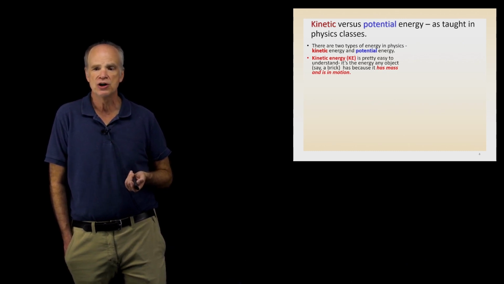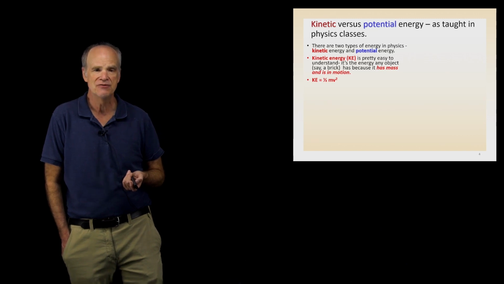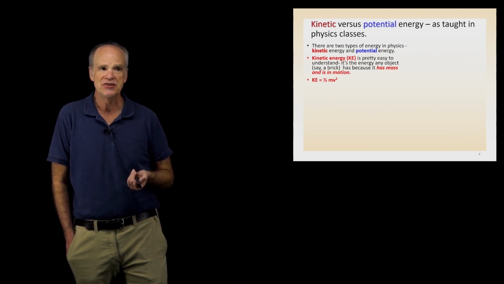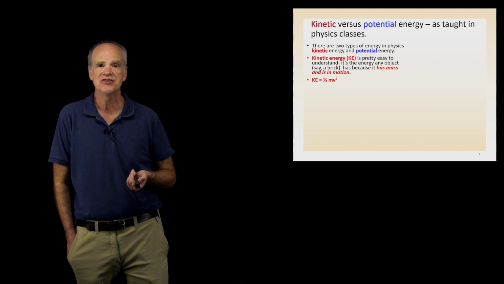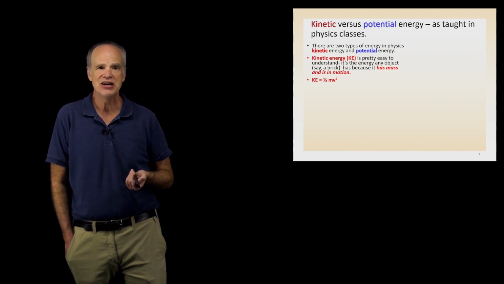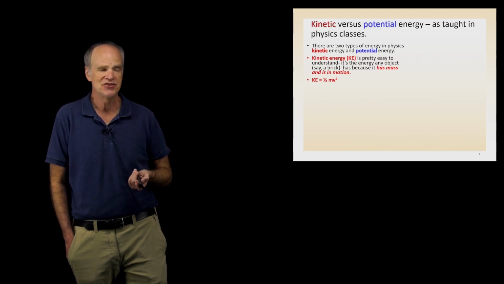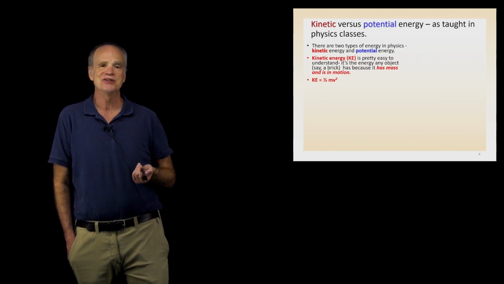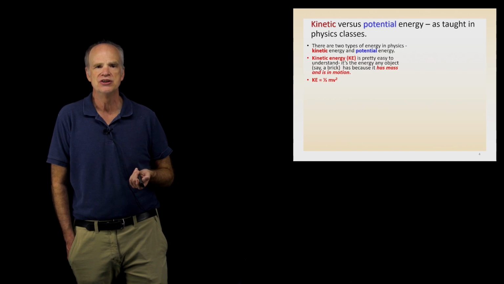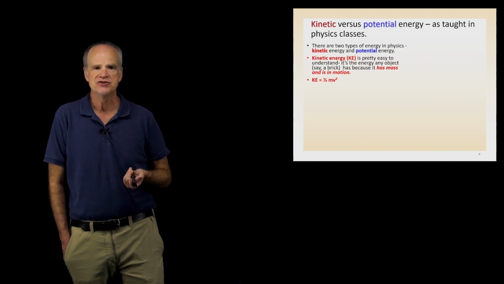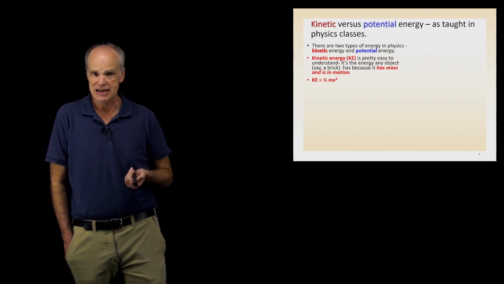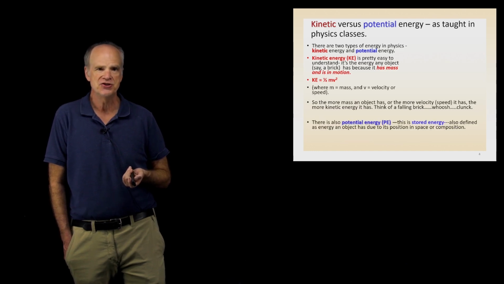So two things are required for an object to have kinetic energy. One thing is that the object must have some kind of mass. The other thing is that the object must be moving. So if that object has mass, but it's not moving at all, then it has no kinetic energy. And there's actually a formula that you can use to calculate kinetic energy. You see that it's 1/2 times the mass of the object times the speed or the velocity of the object squared.